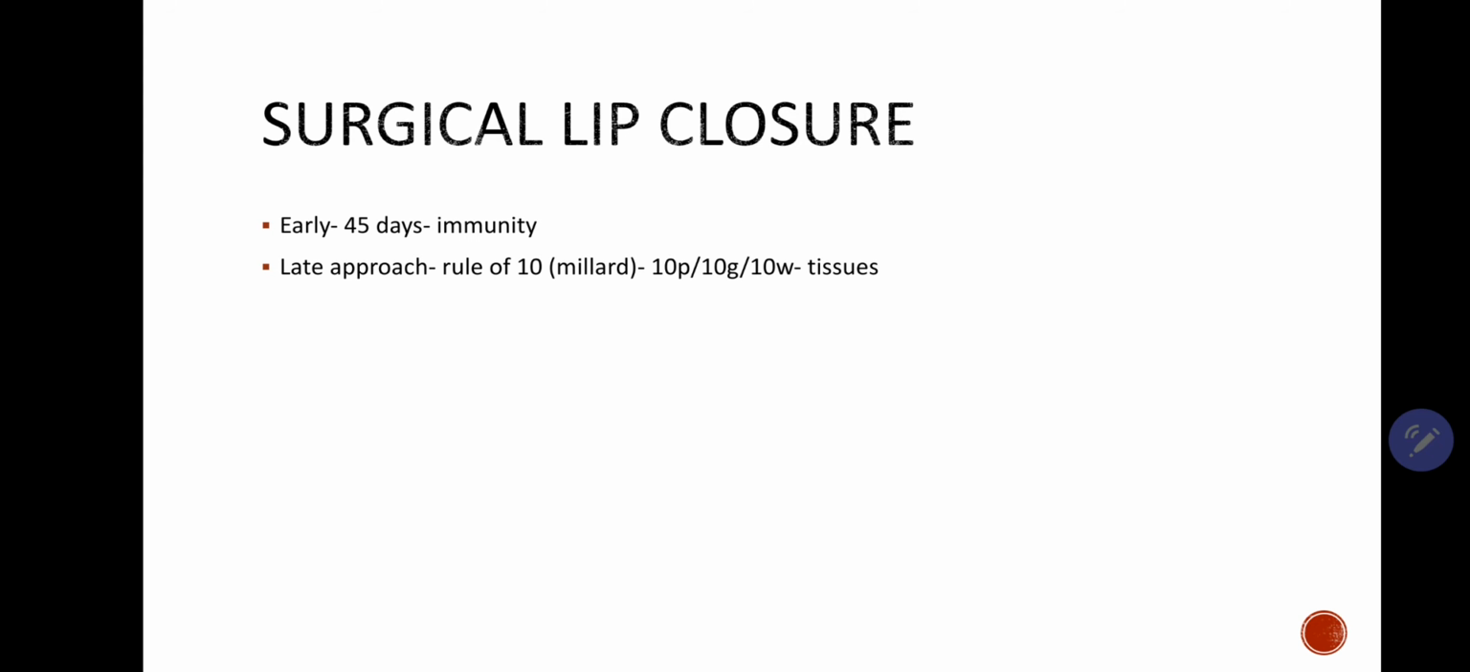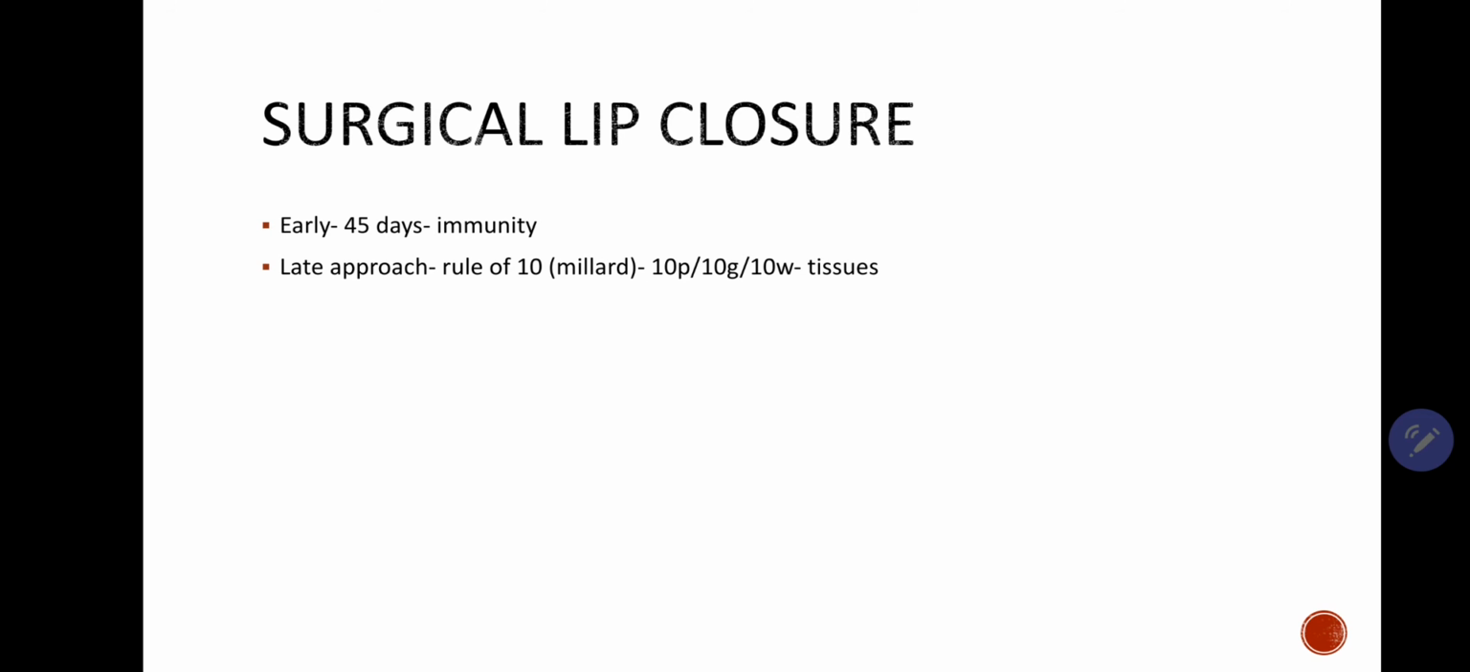There are two schools of thought for this: early and late. In the early approach, lip surgery is performed after 45 days, because some doctors believe that the immunity of the infant is greater at early stages. But some doctors believe the late approach is more appropriate compared to the early approach because of the rule of 10 which was given by Millard.